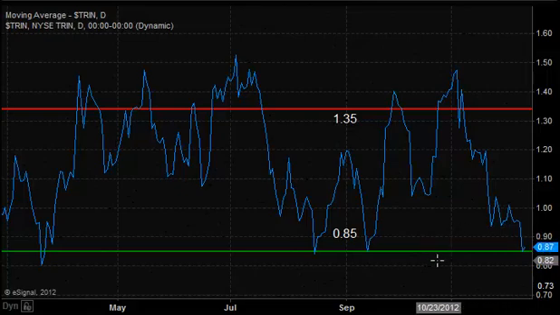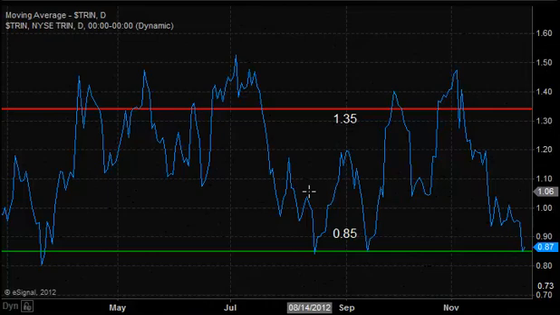What we've done here is we've marked off two thresholds, 1.35 on the upside and 0.85 on the downside. And what this represents is a move away from that 1.0 kind of fair value or trading harmony, if you will. What we've noticed over the years is that the 10-day Trin, which is what we're looking at here, this average is represented by the blue line here.